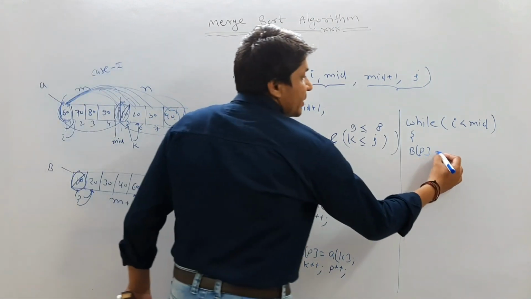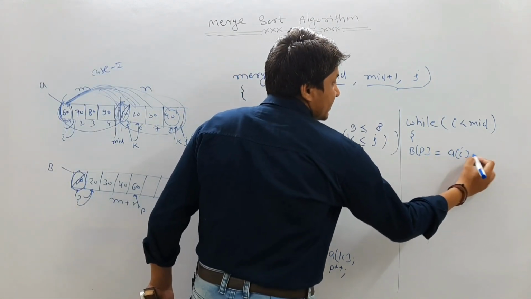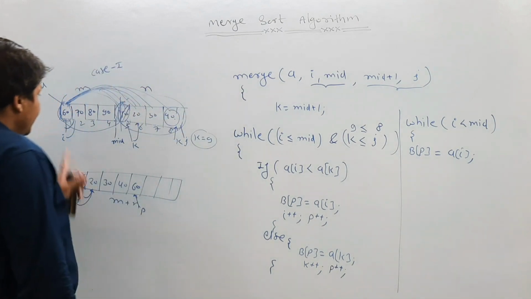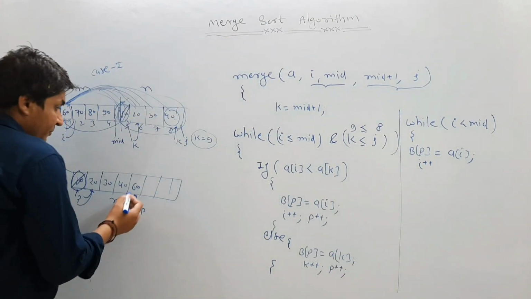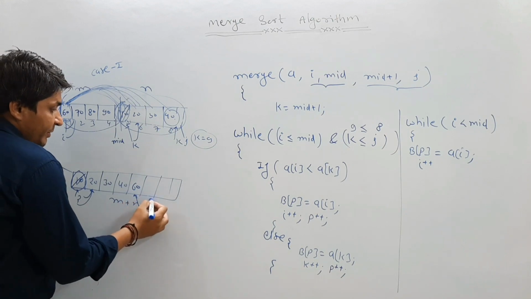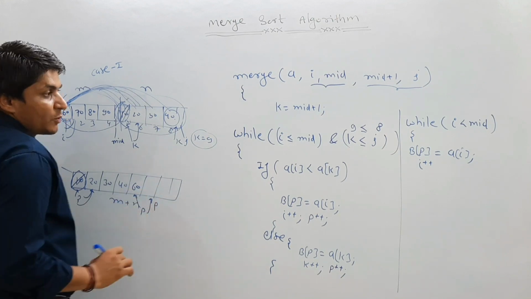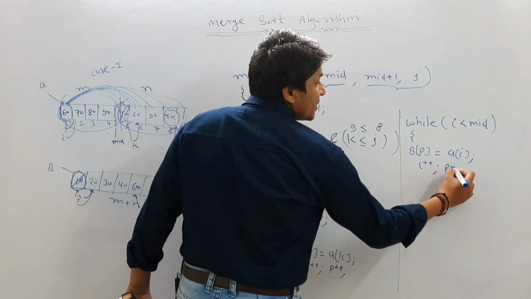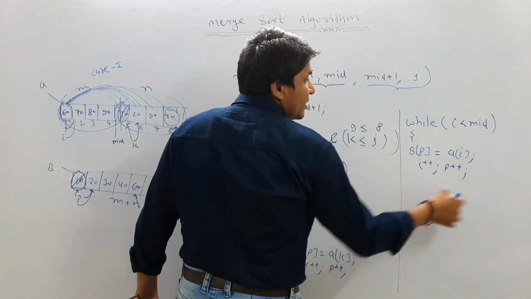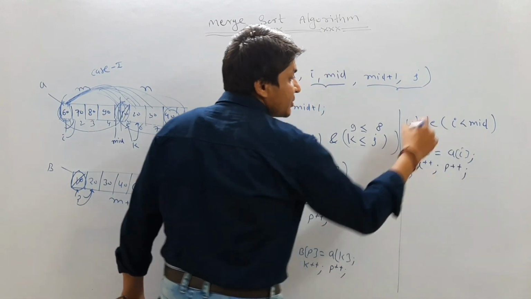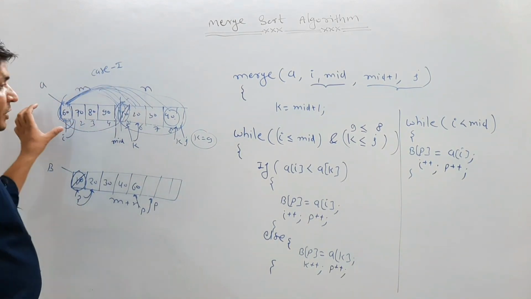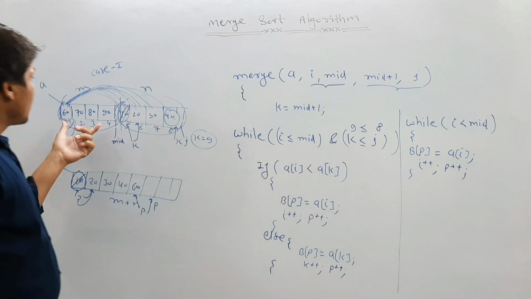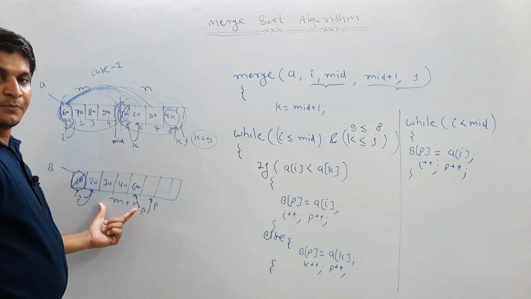Then simply you can increment I, so I plus plus. Once you have copied, you are going to increment P also, because P is pointing now to the next location. So let us increment P. This loop will keep on executing until you can store all the remaining elements into this extra array, correct?